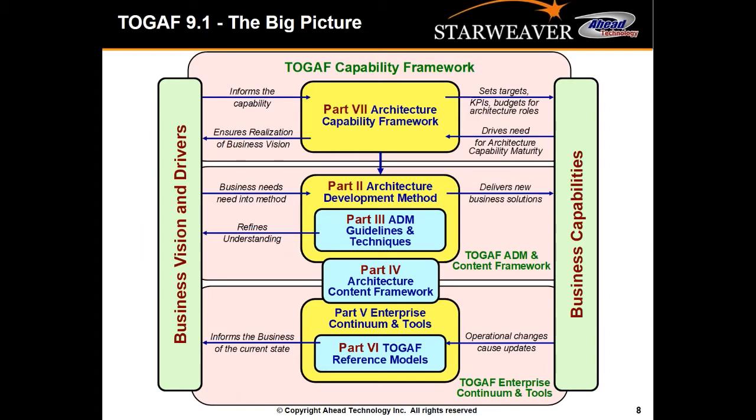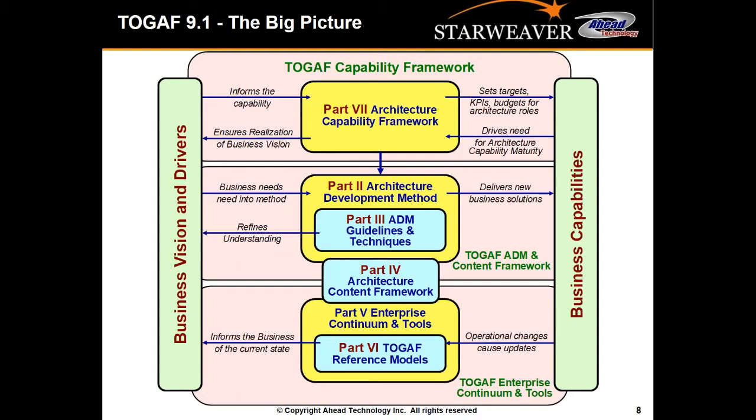TOGAF is structured based on 7 main components. The ones that are really used are 6. The first one is just an introduction. It talks a little bit about what the Open Group is, where TOGAF comes from, but there is no technical information per se, right? So although we call them 7 components, the ones in action are 6.